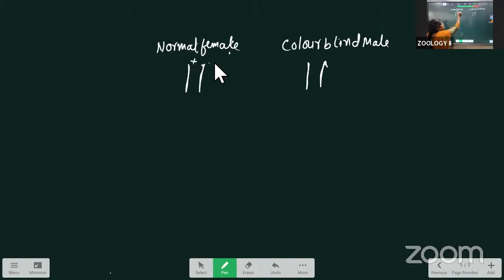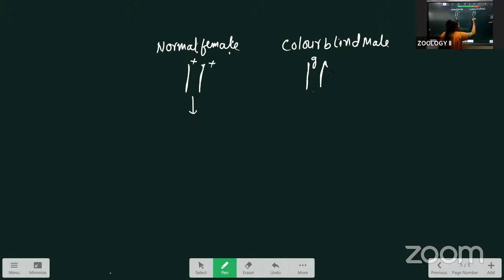Here plus. Here it is color blind, meaning it is affected. The X chromosome has the effective character present, that's why we take it as G, and the Y chromosome doesn't have the genes. Means that is the affected gene. Clear?